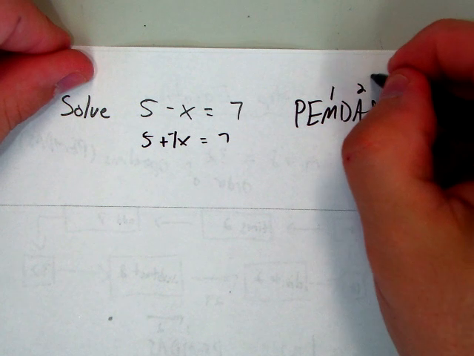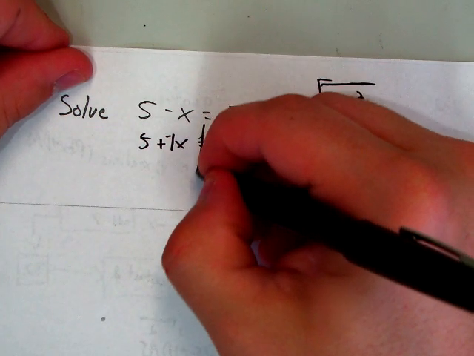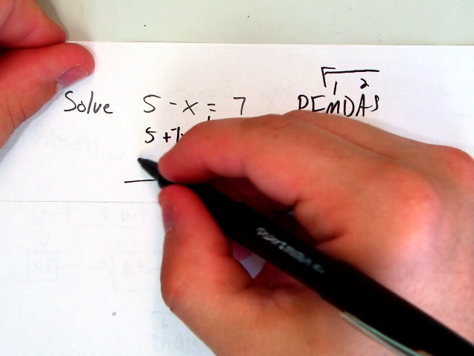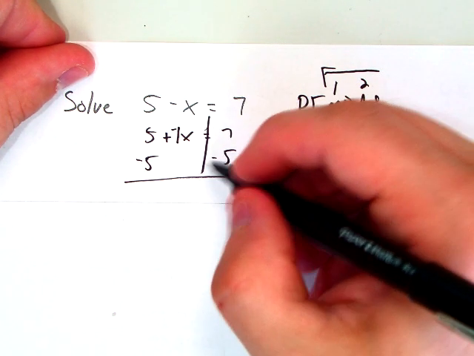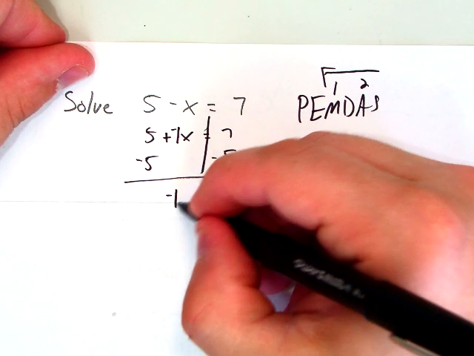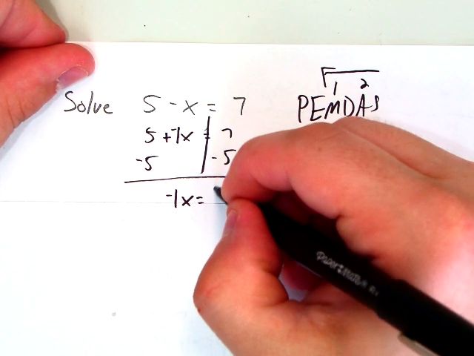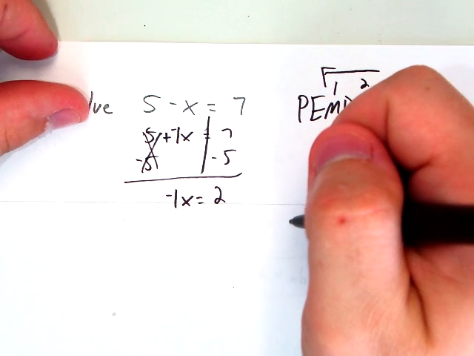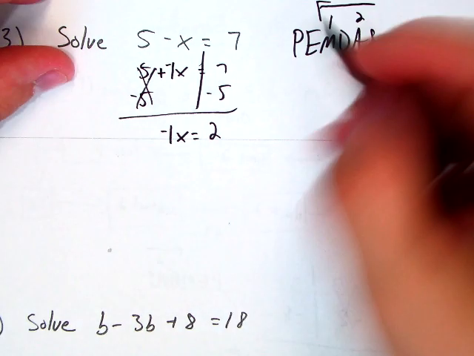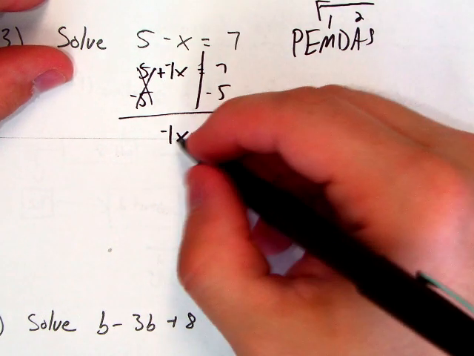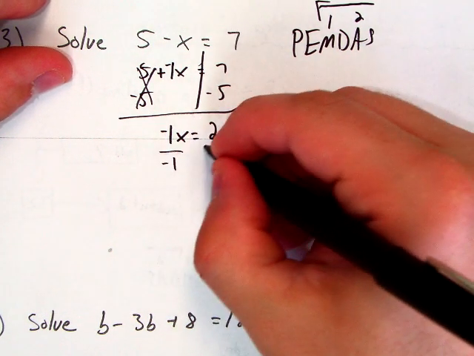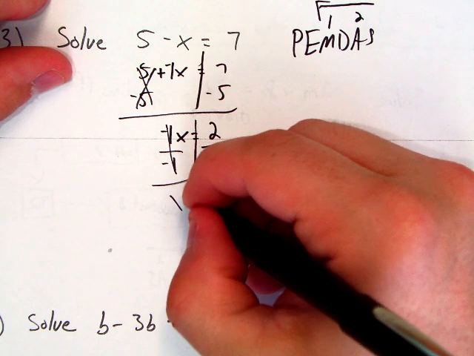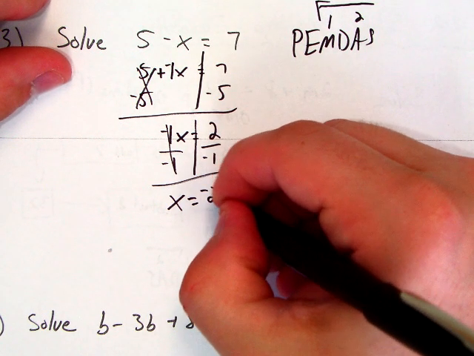So if I undo that, I go in the opposite direction. Again, since this 5 is positive here, I want to subtract 5 from both sides. So I have negative 1x equals 2, because this creates a zero pair. Next thing I want to undo is this multiplication. So I'm multiplying by negative 1, so I'm going to divide by negative 1. This creates just 1, so I'm left with x equals negative 2.